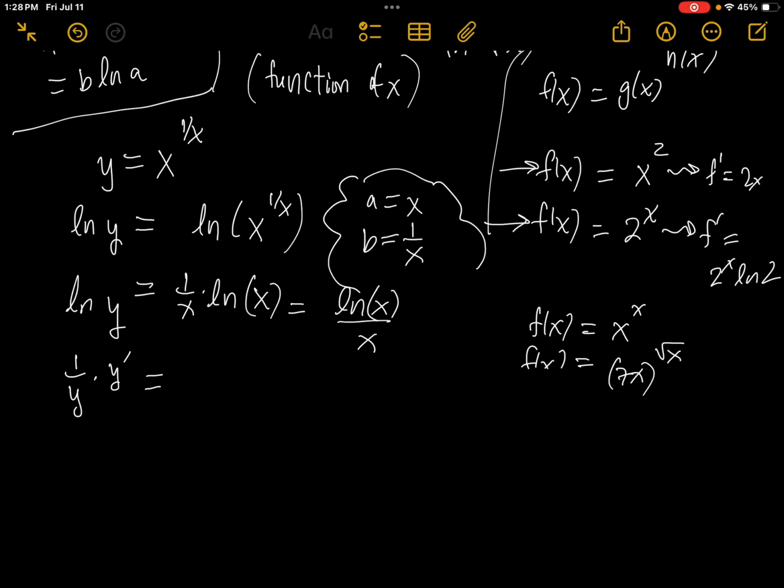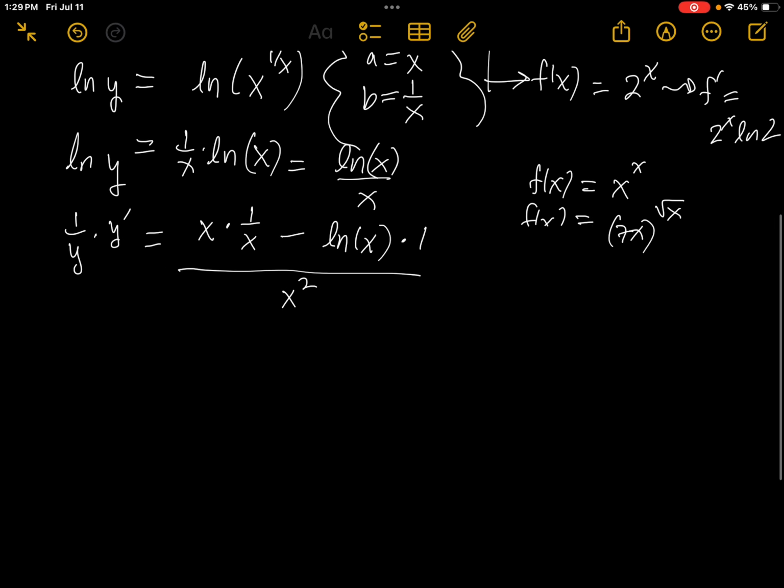So we're going to have the bottom times the derivative of the top. What's the derivative of ln of x? It's 1 over x. And then minus the top, ln of x, times the derivative of the bottom. The derivative of x is 1. Normally I wouldn't even write it if it's just times 1, but I'm going to write it out just so that you see it. And then this all divided by x squared, from the quotient rule.